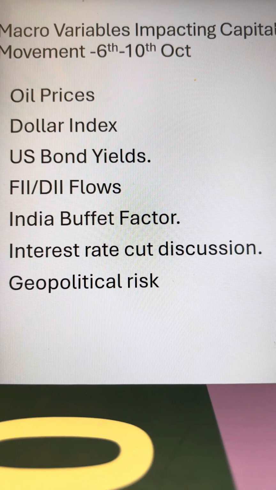Another very important thing is the US shutdown. The US shutdown is getting delayed. The US shutdown getting delayed is actually bad for the US equity market and not for the Indian equity market.